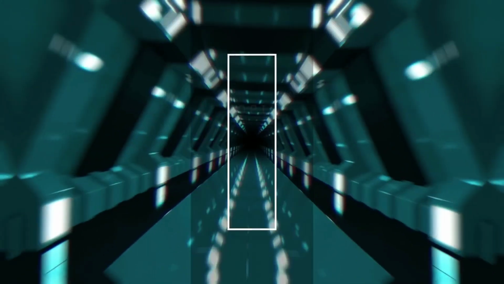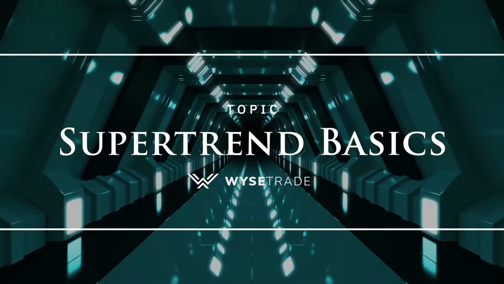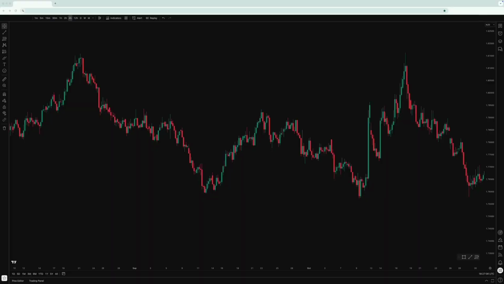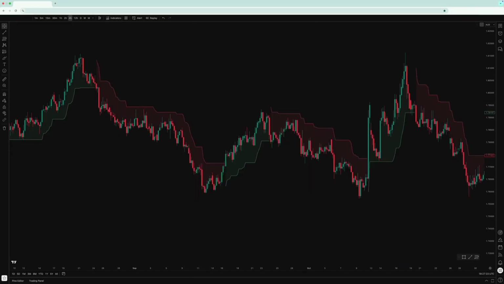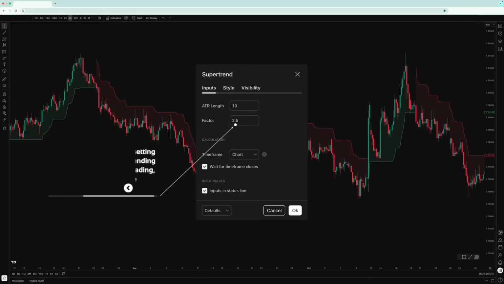Let's start with the super trend basics. To access the super trend indicator, go to Indicators. Type in super trend. Click it, and it'll overlay on your charts. We alter the factor setting between 2.5 or 3, depending on the asset we are trading, but also based on the strategy we are using.